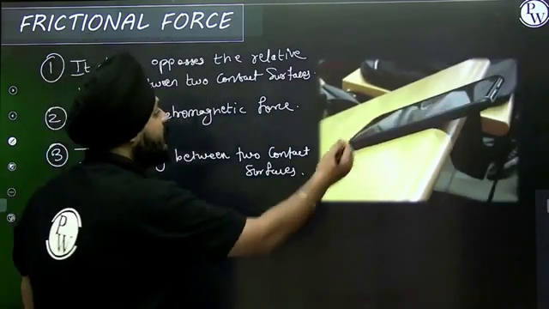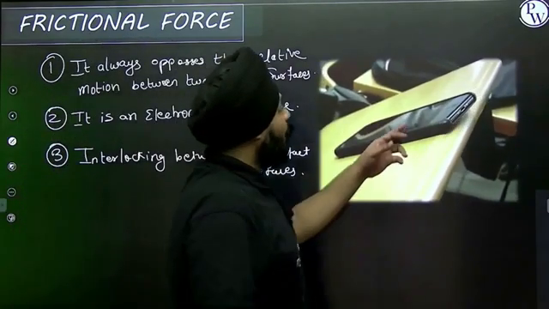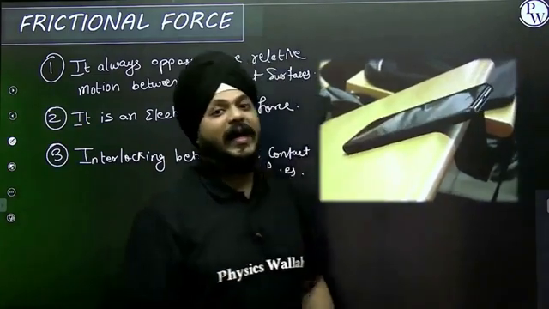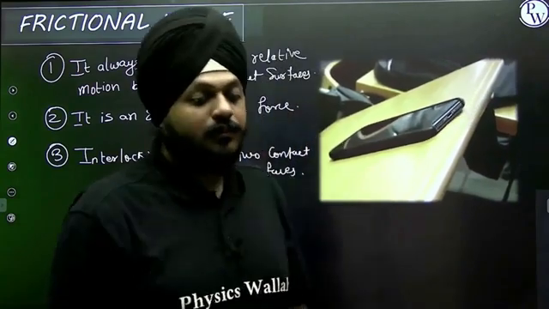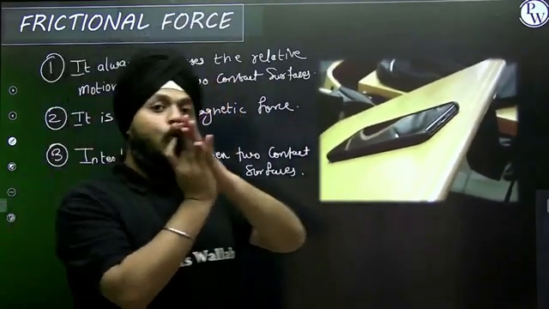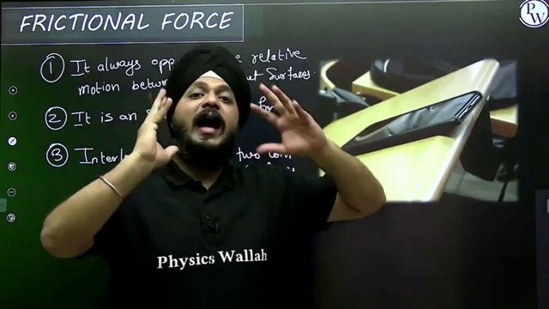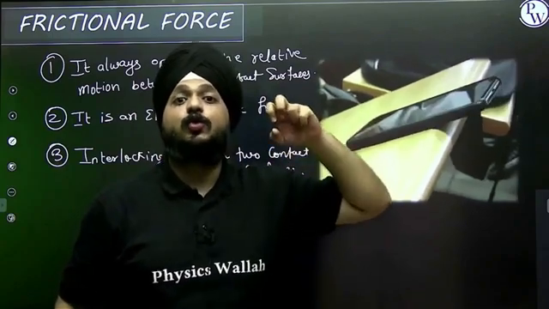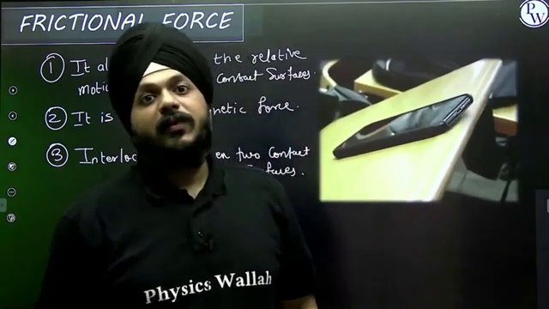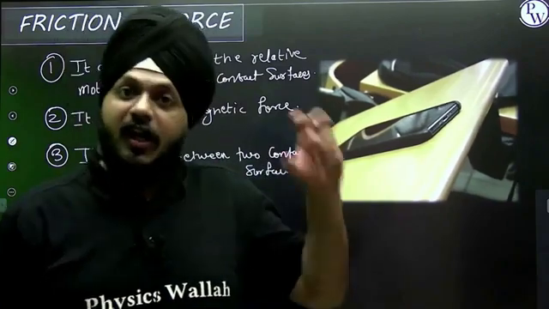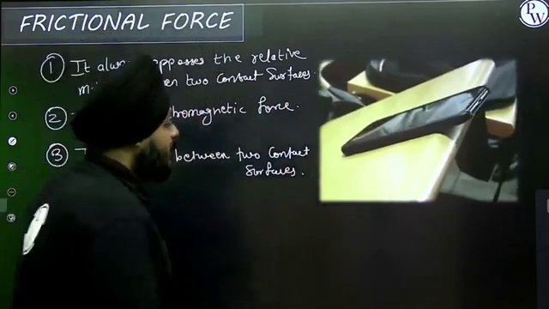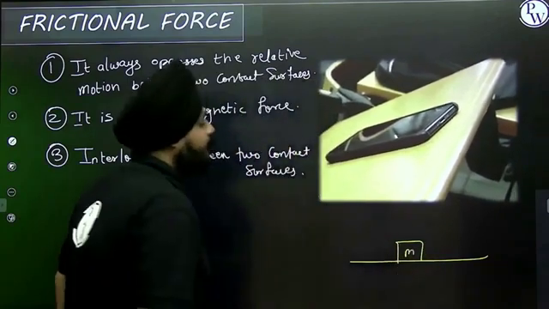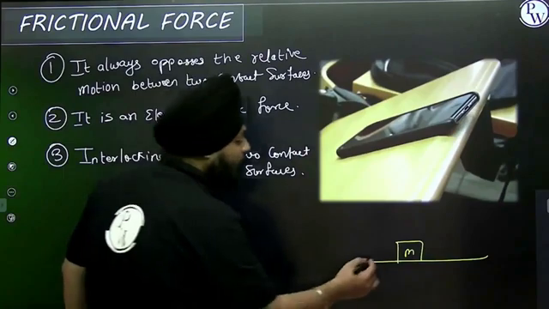You can see the visualization. Mobile is sliding down and after some amount of time it stops sliding. Why? Between two contact surfaces we have something that forces us to stop, that opposes the relative motion. How? Let us take a very simple example. This is the ground and this is an object M. I'm talking about the contact.